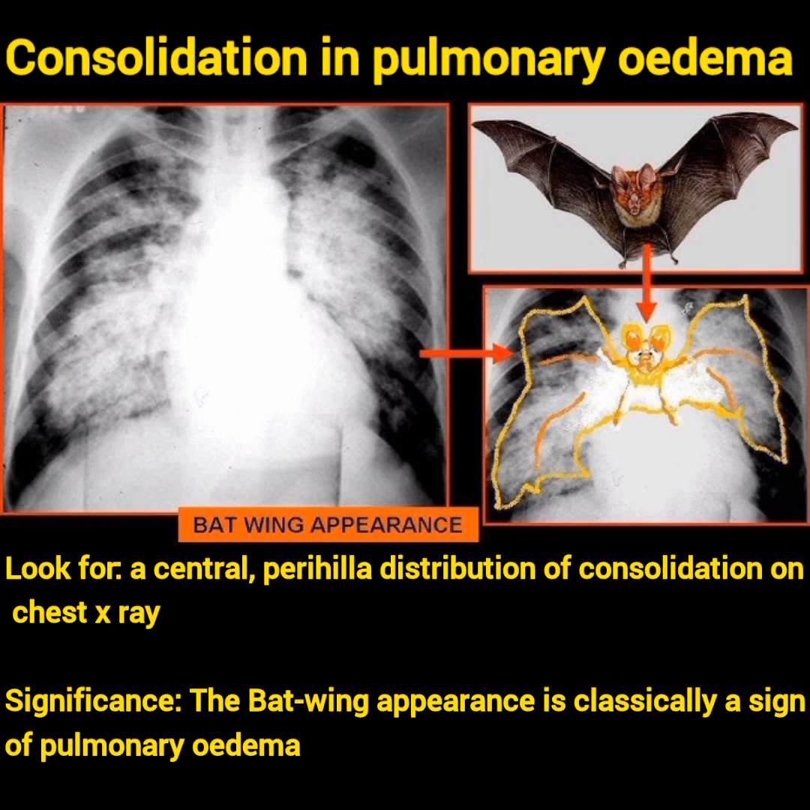The hilar region is where the bronchi, arteries, veins and nerves enter and exit the lungs, and perihilar is around it. So you look for a central bilateral perihilar distribution of consolidation on chest X-ray, and the bat wing appearance is classically a sign of pulmonary edema.